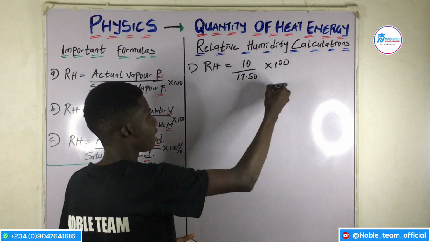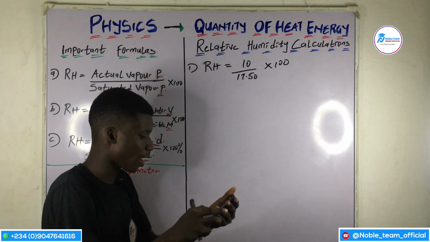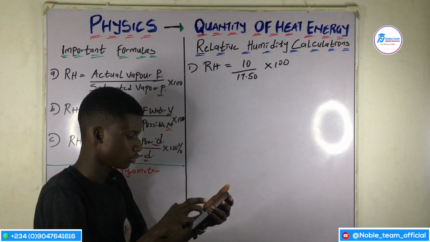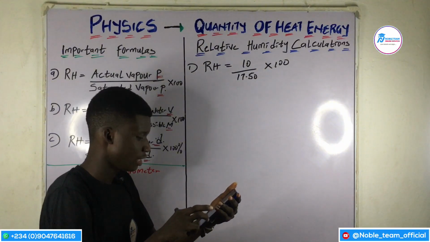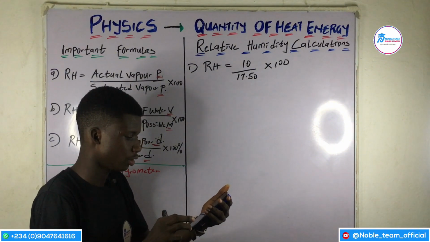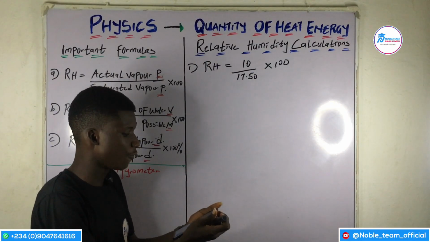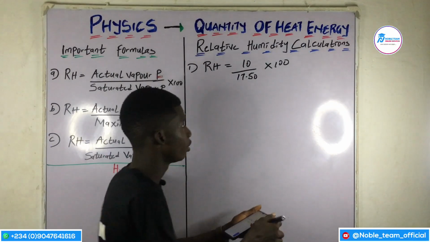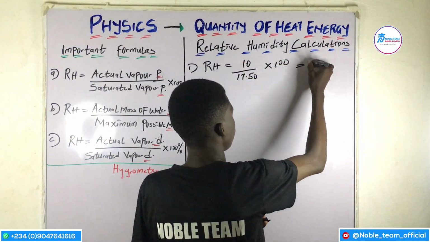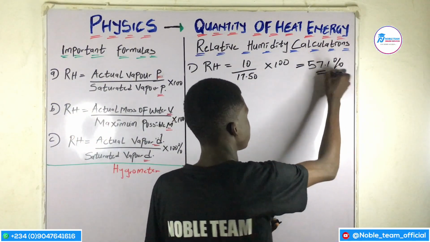Now let's multiply to have our final answer. You have 10 divided by 17.5, times 100. So your answer is 57.1%. And this is your final answer.